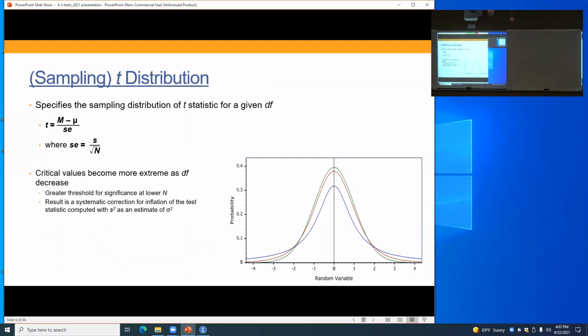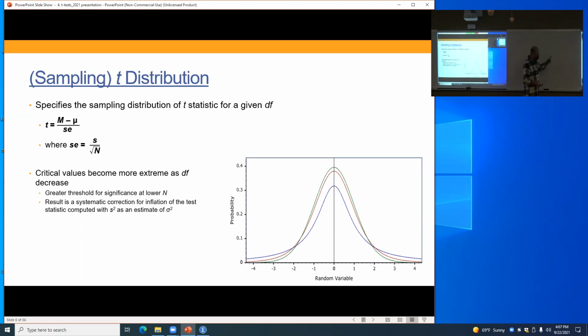Or as you'll see, standard error, same thing, same difference, right? So this is how I'm calculating my standard error.